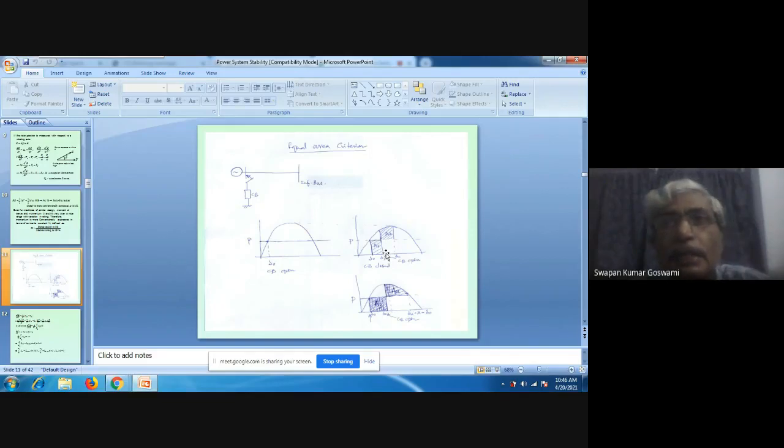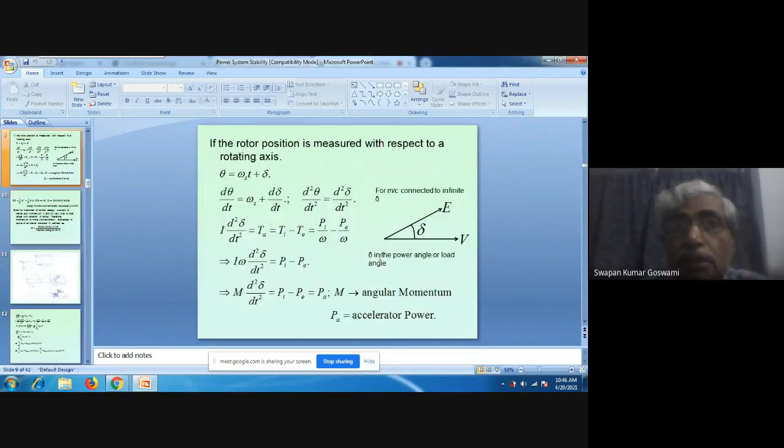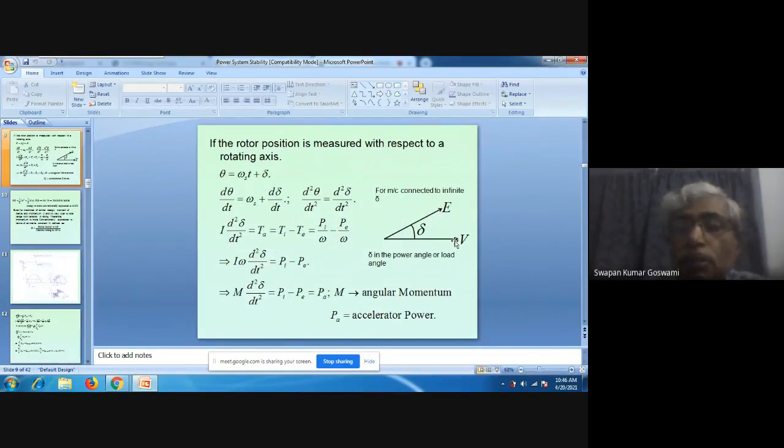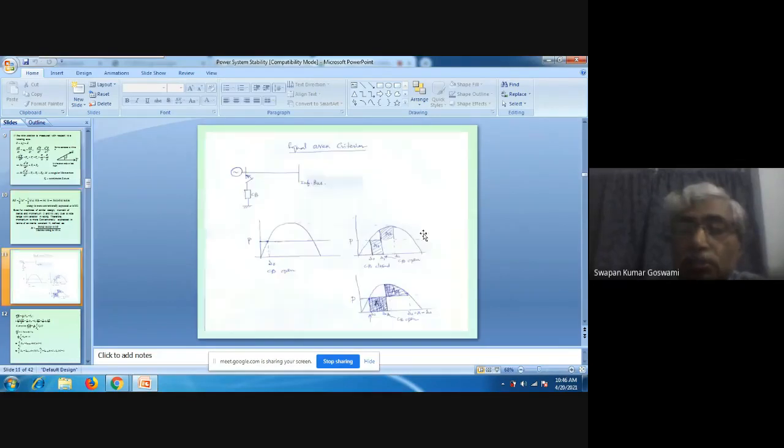As the rotor is rotating at a speed above synchronous, obviously vector E will move away from vector V. Is it clear? You see whether this is clear or not. That means vector E will be moving away from vector V. Okay, is it clear? So delta will increase. Speed becomes above synchronous, delta will increase. As delta increases, the output remains the same. Output will not change.